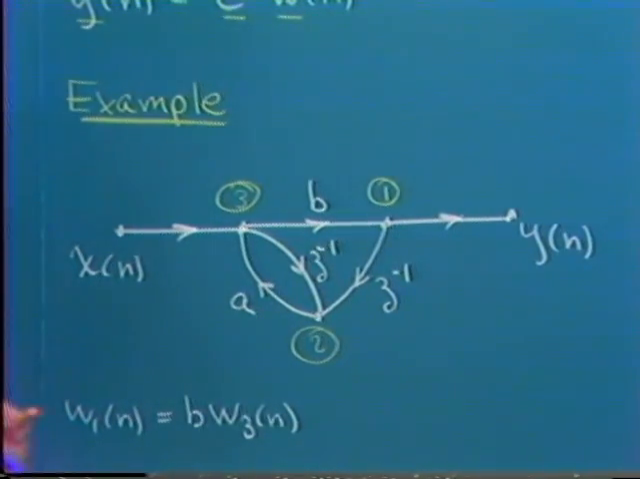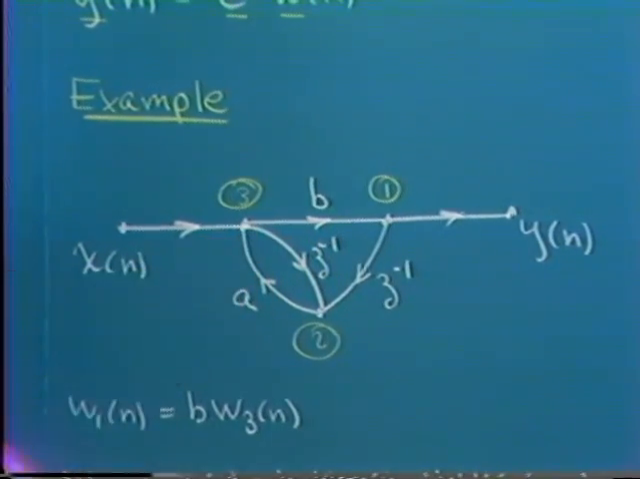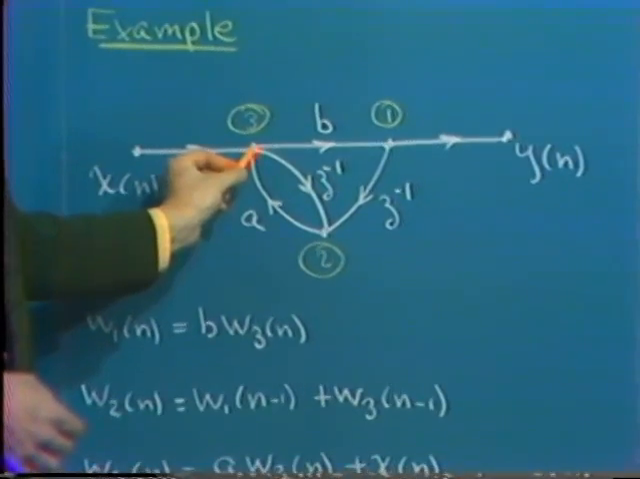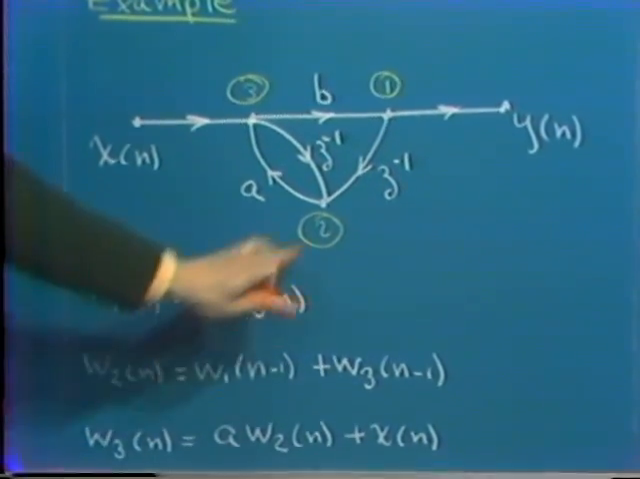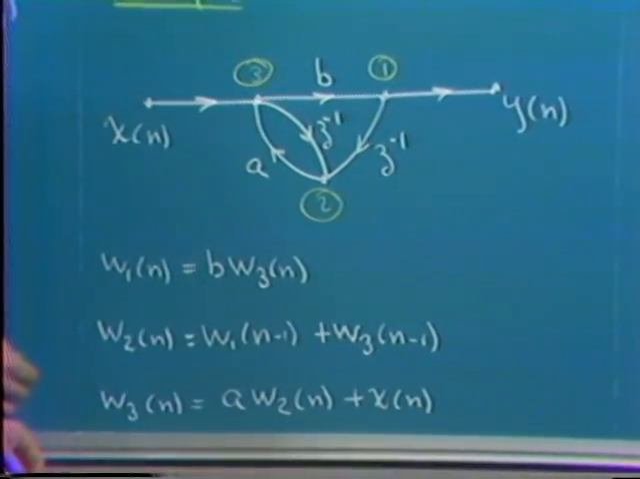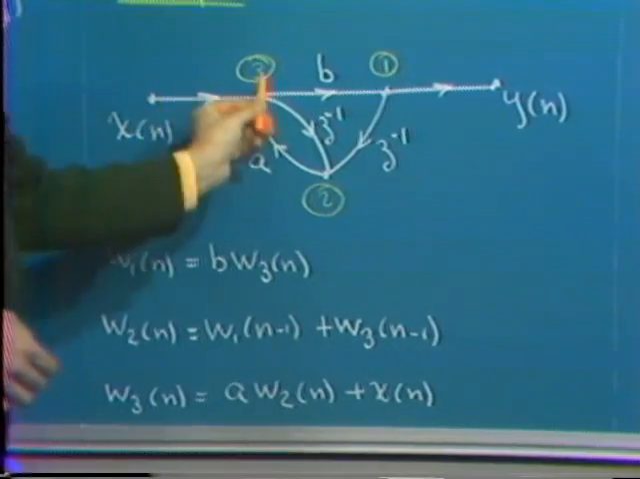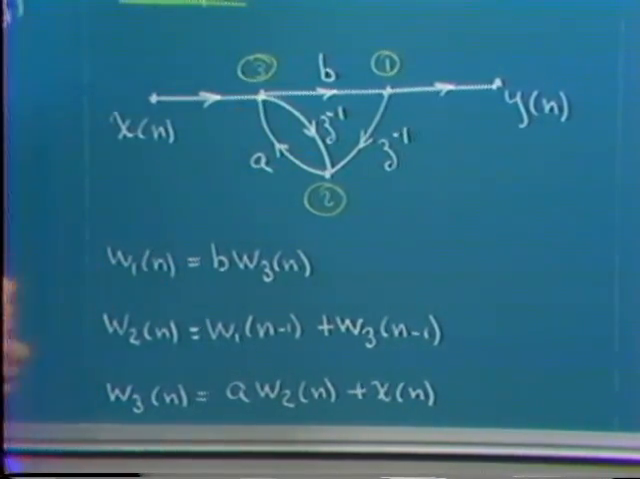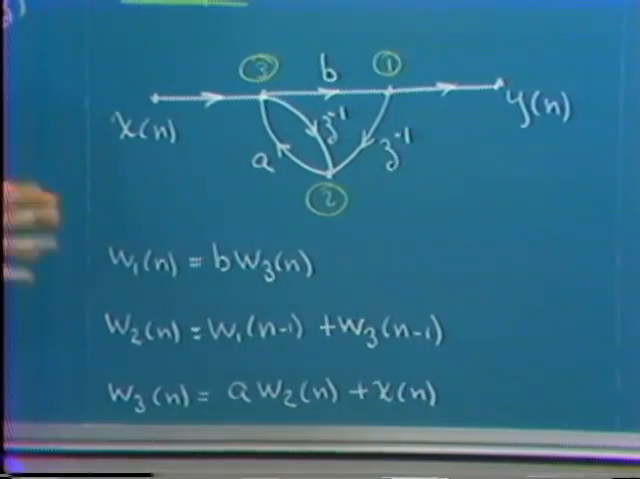According to the algebra for the flow graph, this node variable is equal to B times this node variable, so that's this equation. This node variable is this one delayed plus this one delayed, that's this equation, and this node is A times W2 of n plus the source. So those are the linear equations defining the internal network nodes. And this corresponds then to a matrix equation.